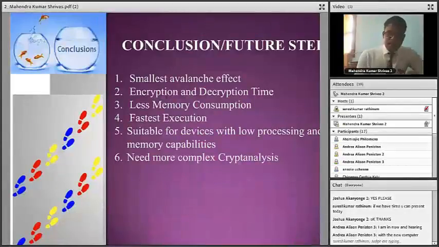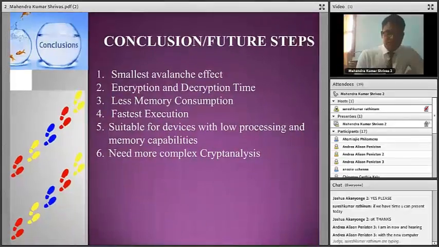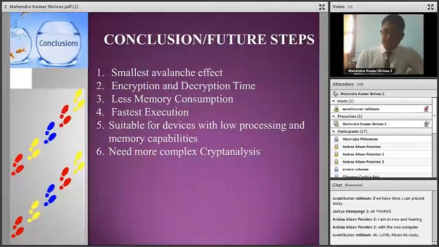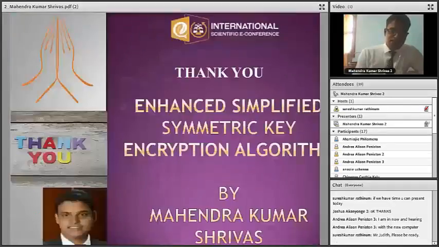As far as the conclusion is concerned, we have the smallest avalanche effect, which is not good, but it is manageable. Encryption and decryption time is relatively low, which is very good for this new algorithm. Less memory consumption and fastest execution. Basically it is suitable for devices with low processing and memory capabilities. As far as future work is concerned, we need more complex cryptanalysis to check the authenticity and the security level, and based on that we can adopt it.